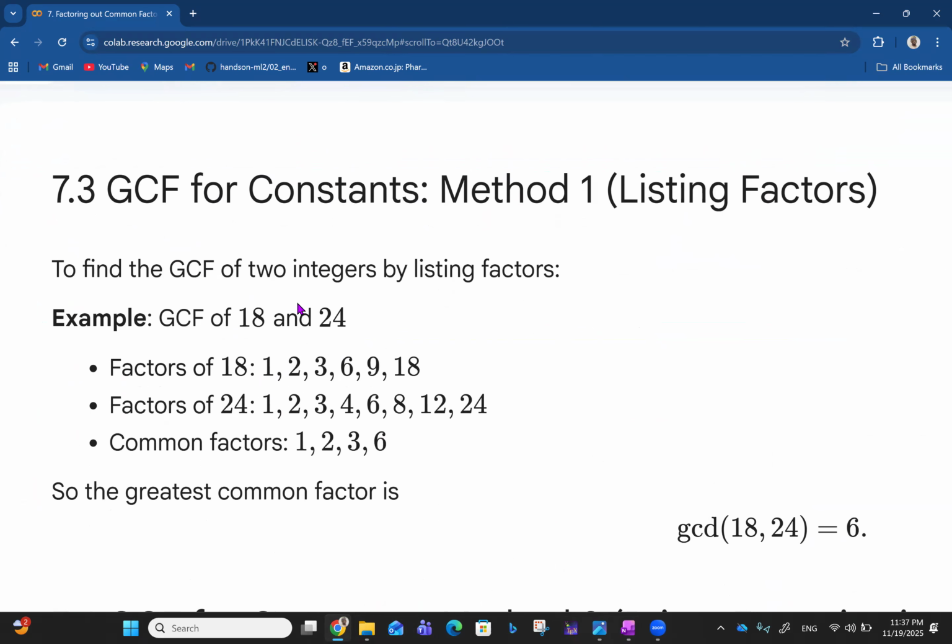To find the GCF of two integers by listing factors, we have GCF of 18 and 24. The factors of 18, the numbers that can perfectly divide 18, are 1, 2, 3, 6, 9, 18. For 24, they are 1, 2, 3, 4, 6, 8, 12, and 24. So the common factors are 1, 2, 3, and 6. But the greatest of them all is 6, so the GCF of 18 and 24 is simply 6. That is the biggest of all the common factors.